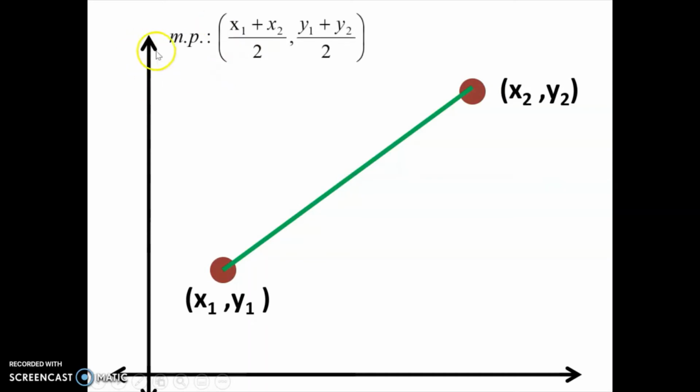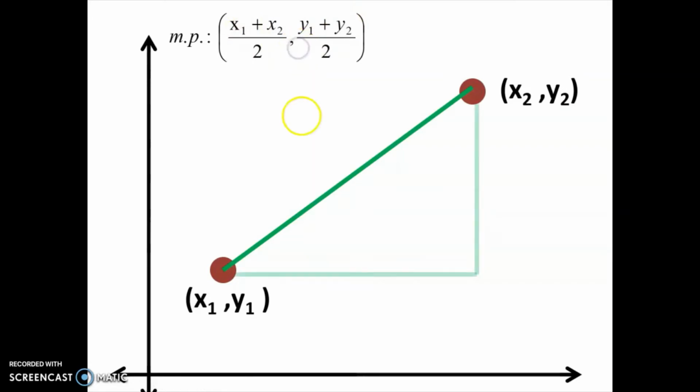So the midpoint, again, the average is you add the two x values, divide by 2. That gives you your average x value. And then add the y values, divide by 2. That gives you the average y value. Great. So that is the midpoint formula. And now you know where it comes from as well.